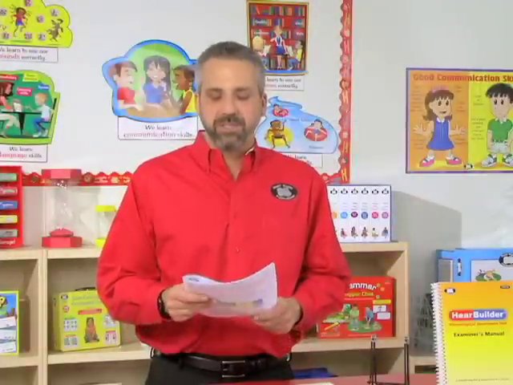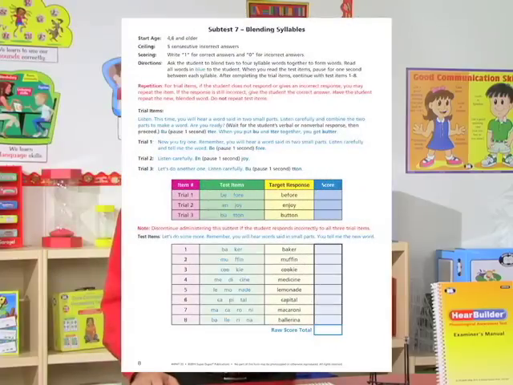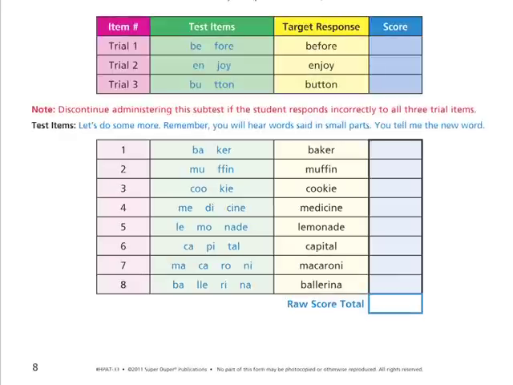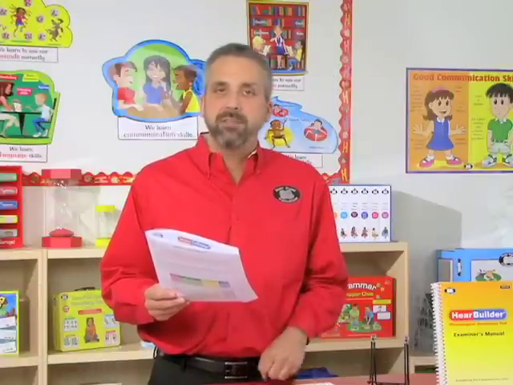Our next subtest is called blending syllables. And on this one, I'm going to blend 2 syllables together. Trial items are administered exactly the same. The start ages are exactly the same. So I'm going to say ba-ker. Child puts the 2 together and says baker. I'm going to say muf-fin. Child puts those 2 together, says muffin. Again, we have 5 consecutive incorrect responses. We move on to the next subtest if the child gets any 5 in a row wrong.